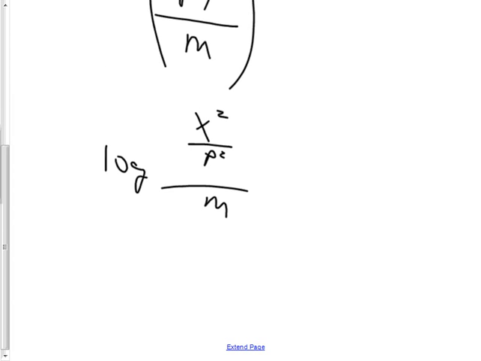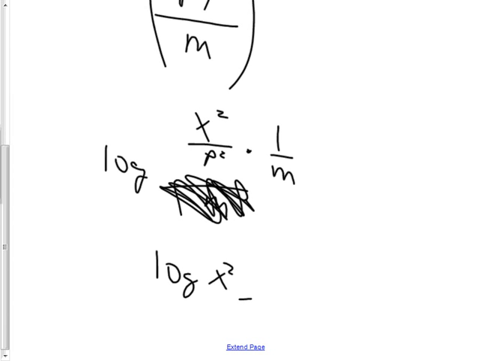And then, if instead of dividing by m, I could times by 1 over m. You know what I just did there? I changed the divide m to a times 1 over m. And then I can say the final answer is log x squared over p squared m.